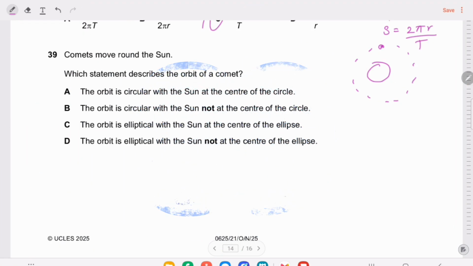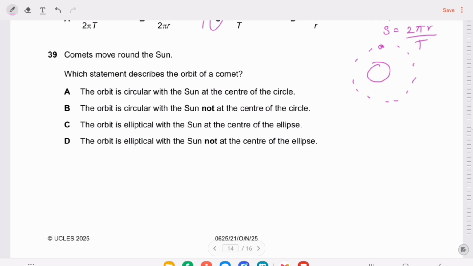Comets move around the sun. Which statement describes the orbit of the comet? The orbit is circular with the sun at the center of the circle. The orbit is circular with the sun not at the center of the circle. The orbit is elliptical with the sun at the center of the ellipse. The orbit is elliptical with the sun not at the center of the ellipse. So this is purely a theory question.